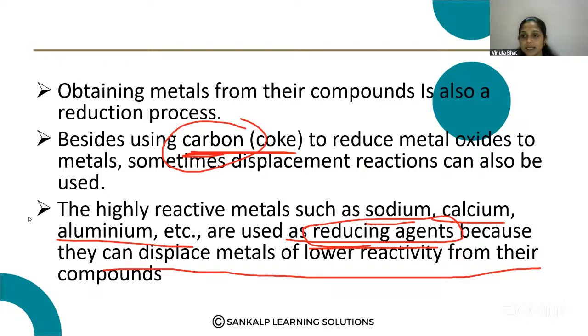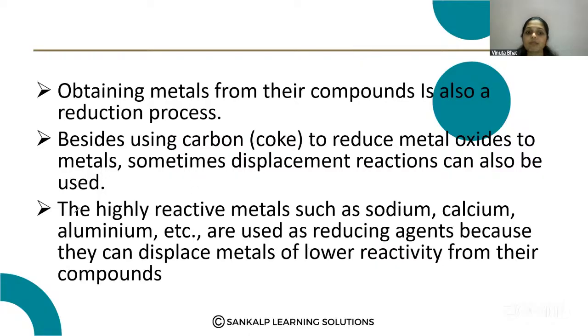Is that clear to you? Highly reactive metals are used as reducing agents because they displace the metals from their compounds. Not from their solutions, from their compounds they displace, so we can get the metallic form of that metal.